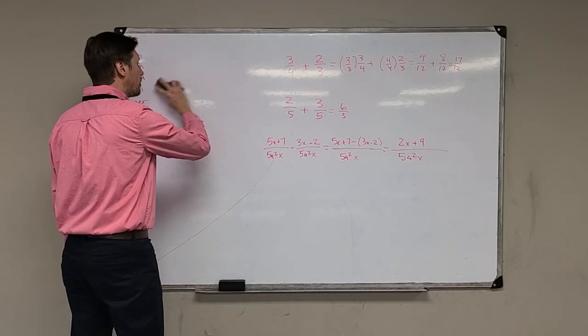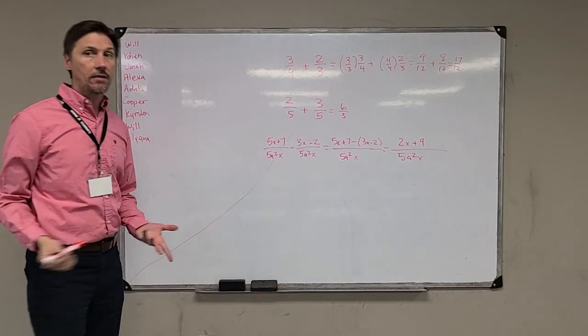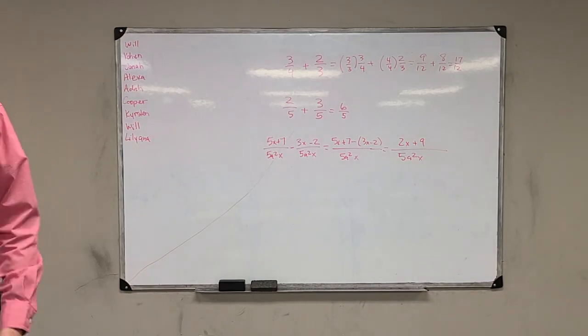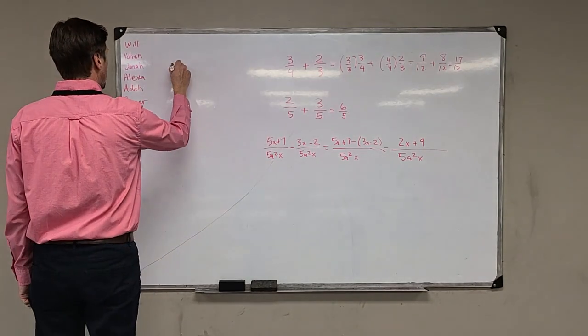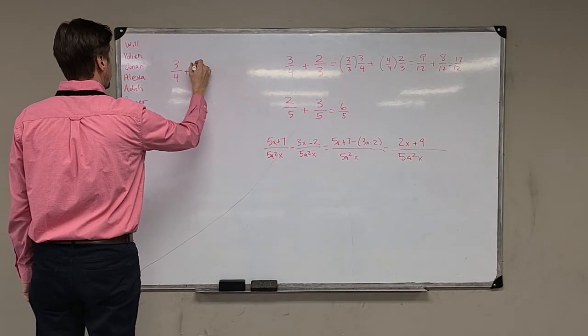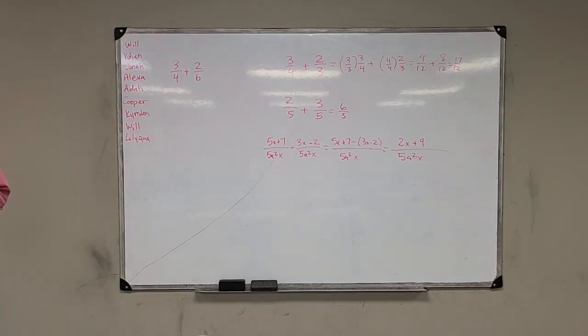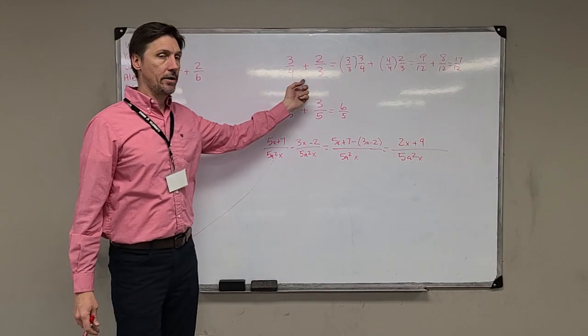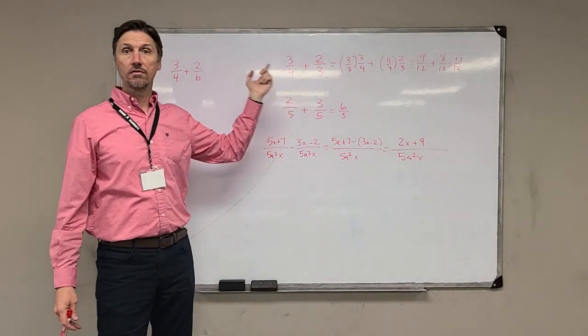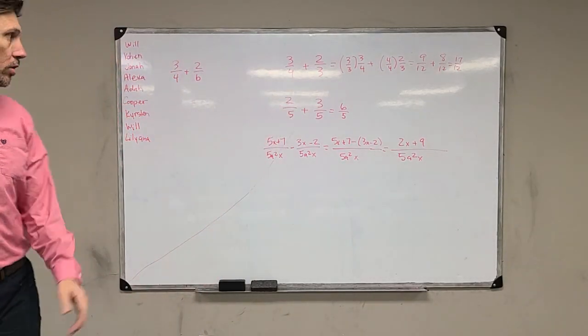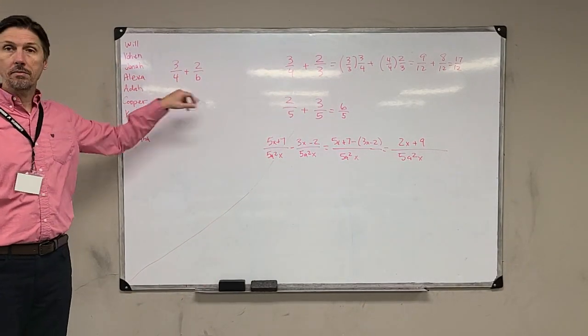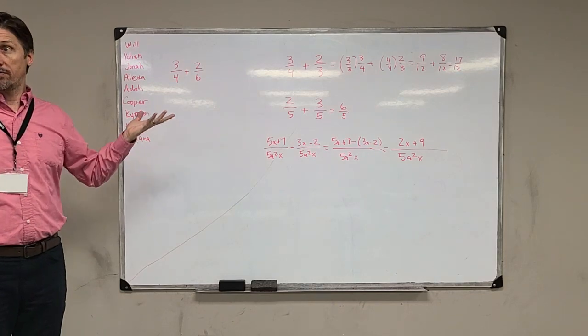Now, what if I don't have the same denominators and I've got variables involved? So what if I have something like this, 3/4 plus 2 over b? This is where we're going to use least common multiples, the same way that we did here. We figured out that the least common multiple of 4 and 3 is 12. What would the least common multiple be of 4 and b? Just be 4b, right?